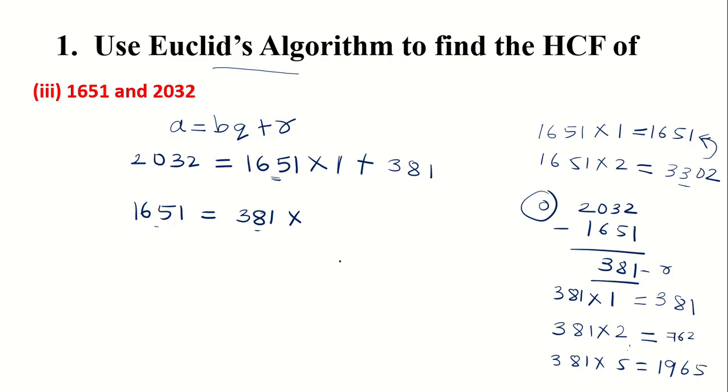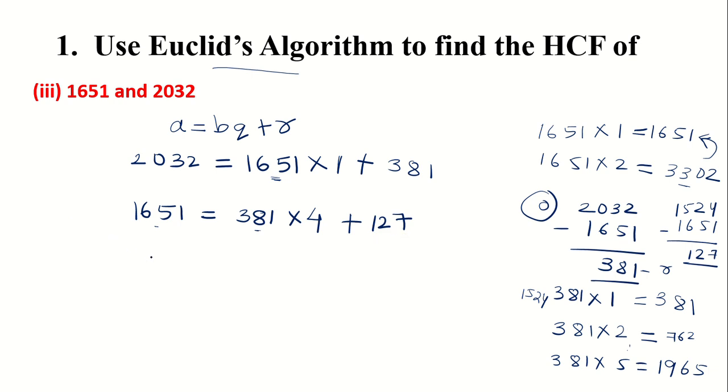Keep on writing. 381 into 5 equals 1965, so we are getting a number greater than 1651. So we take 381 into 4, which is 1524. So what will be the remainder now? 1651 minus 1524. What remainder do you get? 127. So in the next step the remainder is 127. Here also you did not get remainder 0, so you do one more step till you get remainder 0.